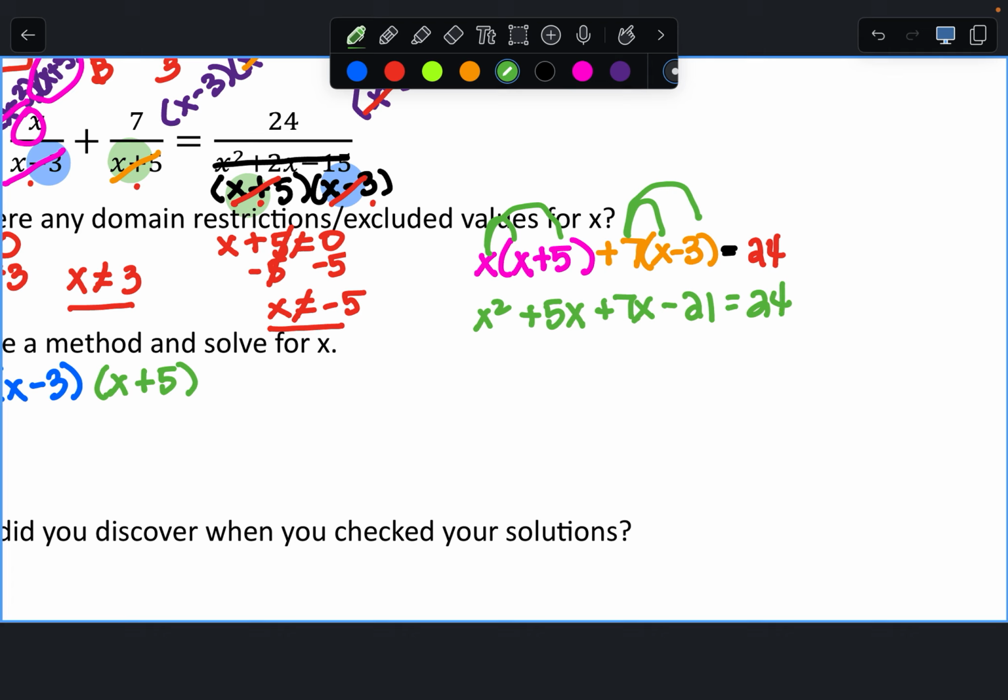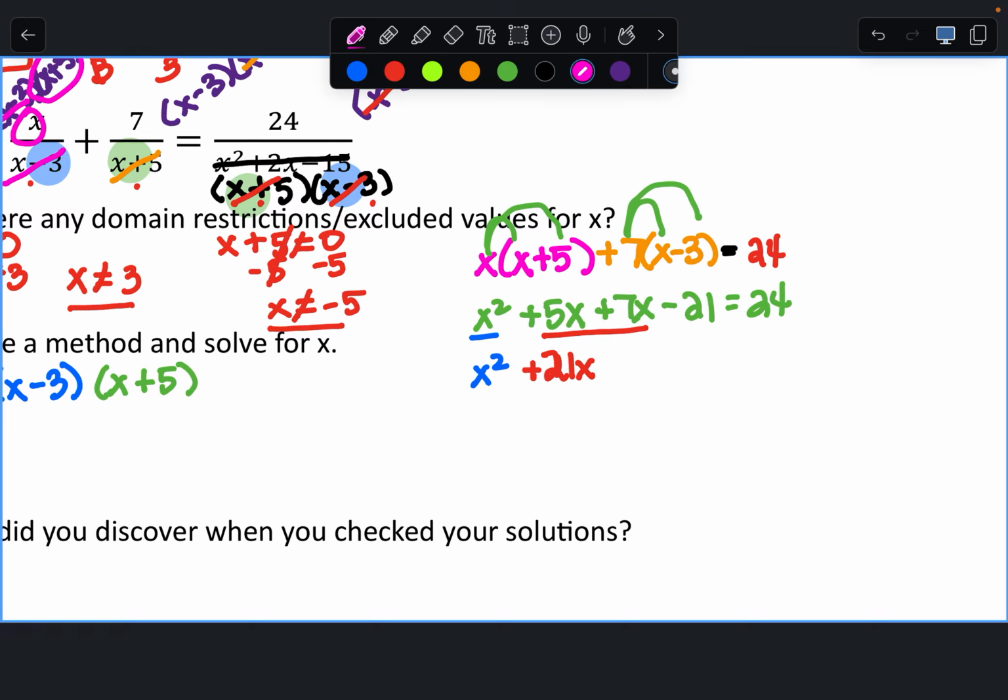So I'm going to combine any like terms I can. So the first thing I see is I can bring down this x squared. The next thing I see is I have a 5x plus a 7x, which would give me a 12x.